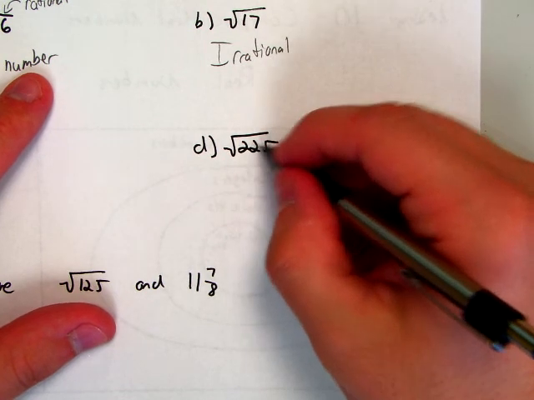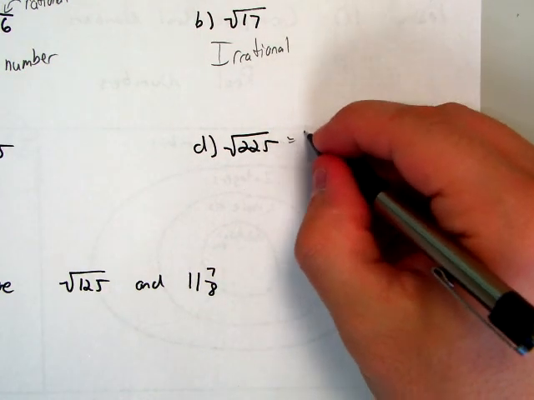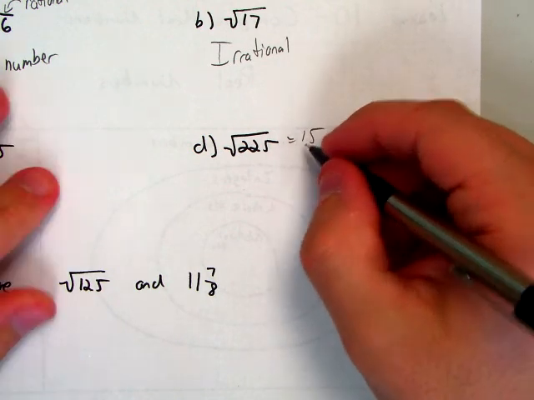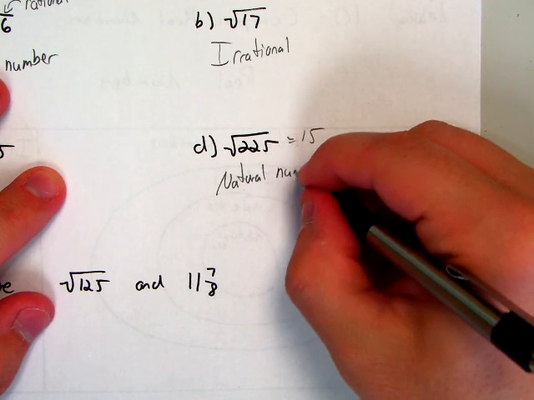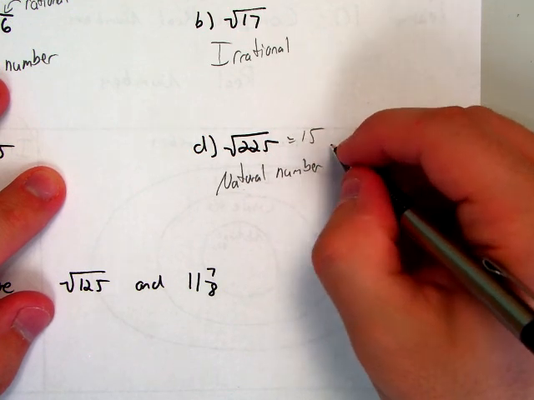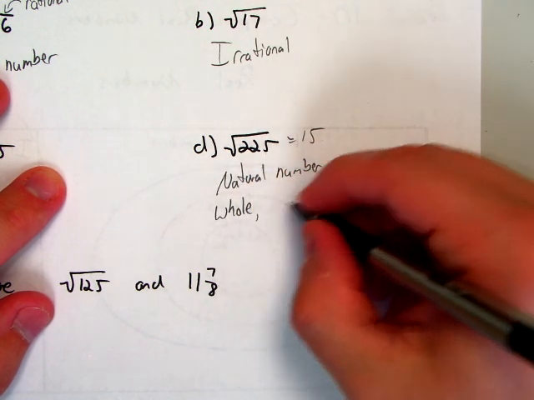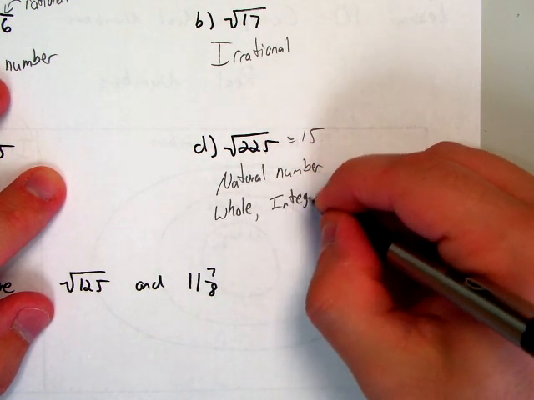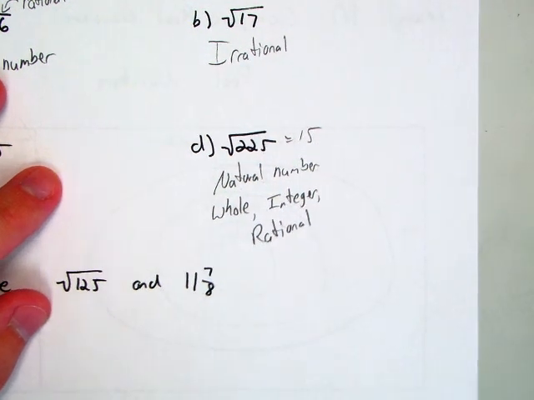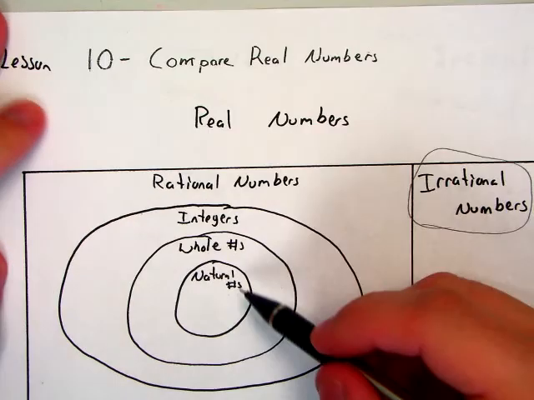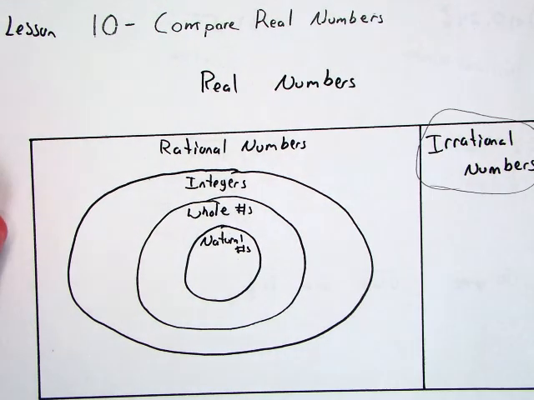And then letter D, square root of 225. 225 is a perfect square. So the square root of 225 is 15. 15 fits into the natural numbers because it's positive without decimals. If it's a natural number, then that means it's also a whole number, integer, and rational. Because if we look back on this side, natural numbers are inside of those other three areas.